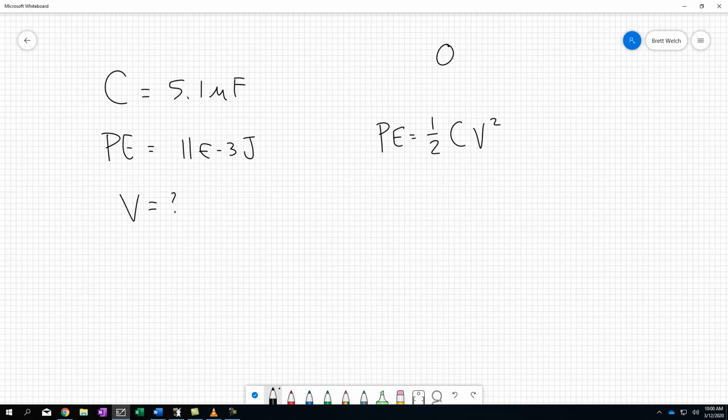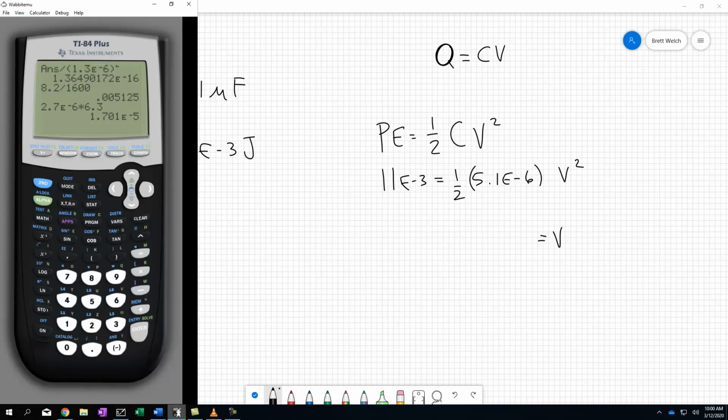Now, keep in mind, with Q equals CV, I could give you things like the charge and the voltage, not give you the capacitance, and you could go and dig out the capacitance or rewrite this formula. But with this version of it, we have 11e negative 3 equals 1/2 5.1 e negative 6 times V squared. To solve that, we're just going to take our 11 e negative 3 times it by 2, that gets rid of the half, and we're going to divide it by 5.1 e negative 6.